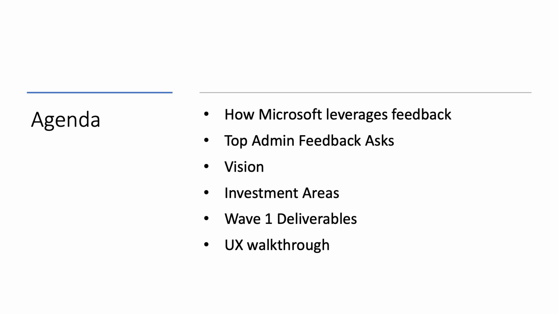We've been chatting with admins over a long period of time, and there are some things that have surfaced as definite things that would help improve your efficiency and how you manage your organization. What is our vision with this work and space that we're going into, and what are some of the opportunities that we're venturing into here? What are some of the investment areas that we're looking at as we build it in the next year or two? And then finally, what is happening in Wave 1, what are our deliverables, and a walkthrough of that.